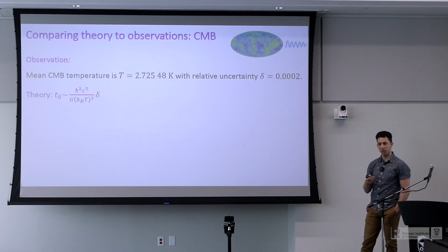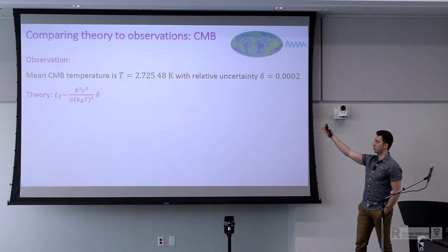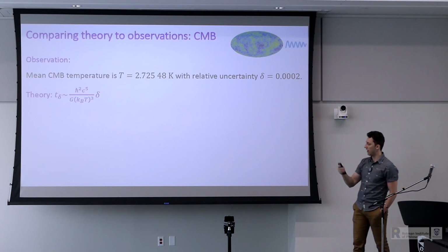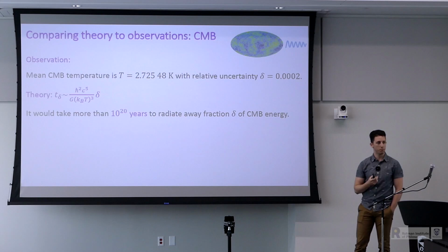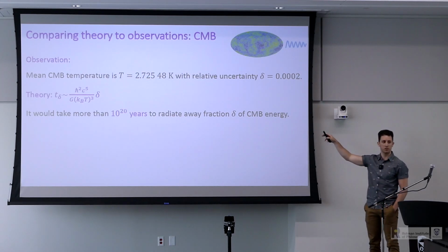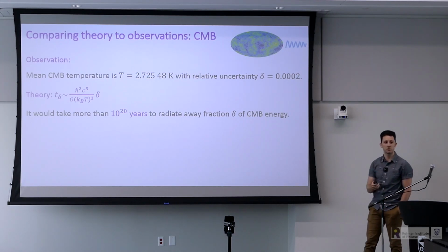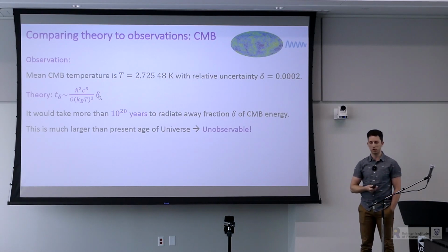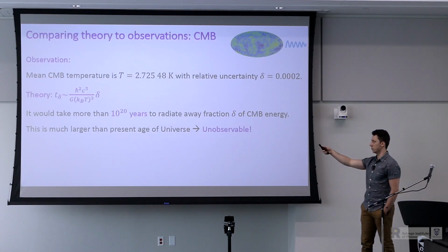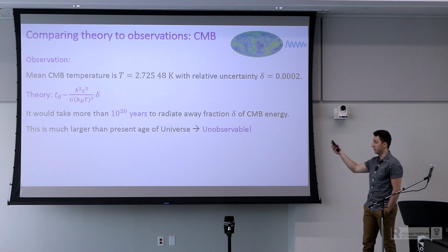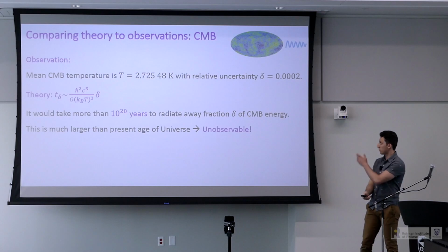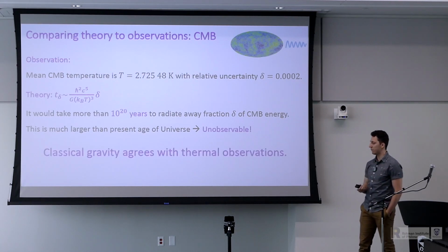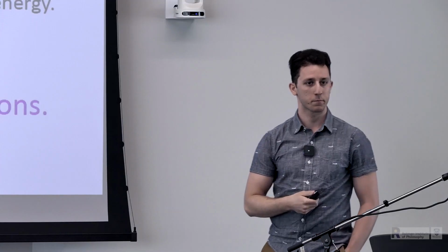So we have to compute this quantity and compare it to the fact that we haven't observed that the CMB is emitting gravitational waves. And what we find is that it would take more than 10 to the 20 years for the CMB to radiate away a small fraction delta of its energy. 10 to the 20 years is much larger than the present age of the universe, and so the theory predicts that this should be an unobservable effect. And indeed, we haven't observed it. So the theory agrees with the observations. So at least from the perspective of the CMB, classical gravity agrees with thermal observations.